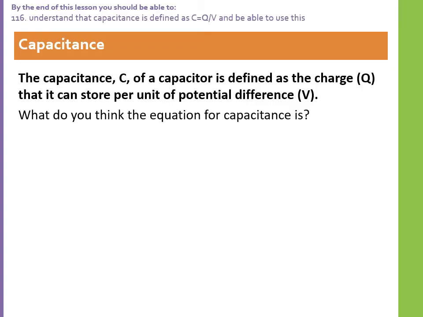Okay, so what is the capacitance? Basically, capacitance is the capability of a capacitor to store energy in it. Mathematically, we will define it as the charge it can store per unit of potential difference. So how will we write this mathematically? The ratio between charge and voltage is equal to the capacitance.